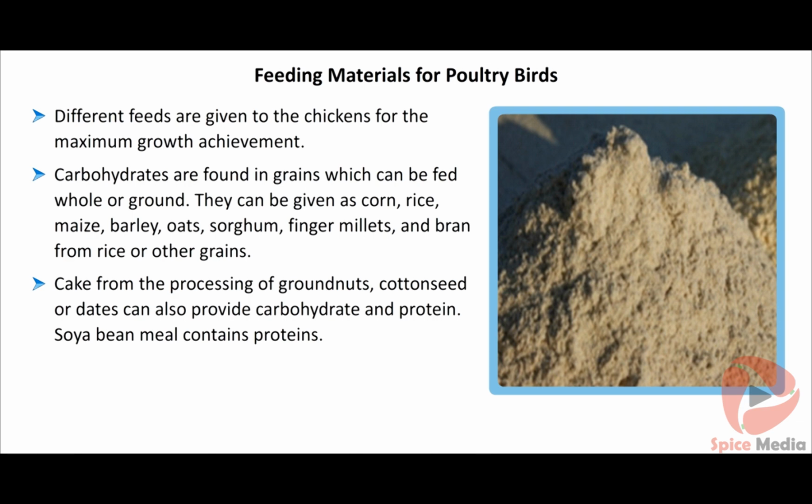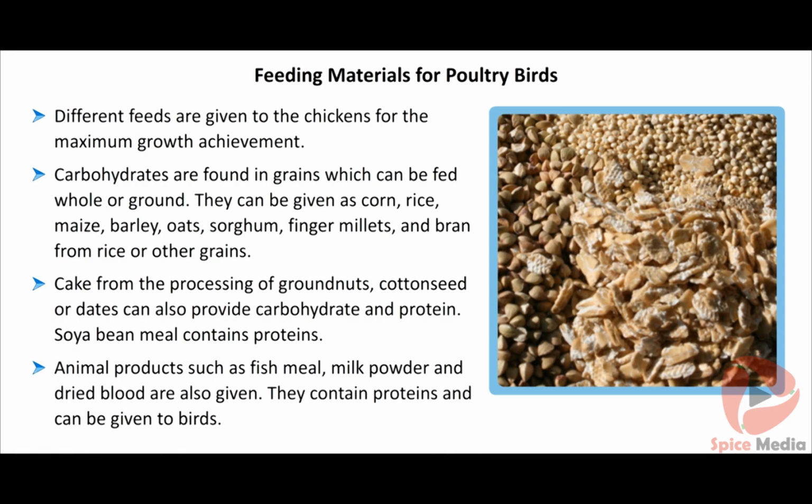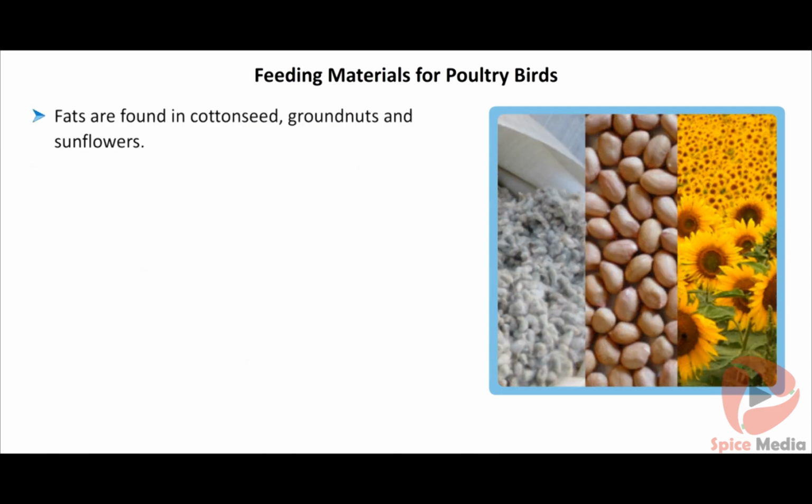Soybean meal contains proteins. Animal products such as fish meal, milk powder, and dried blood are also given. They contain proteins and can be given to birds. Fats are found in cottonseed, ground nuts, and sunflowers.